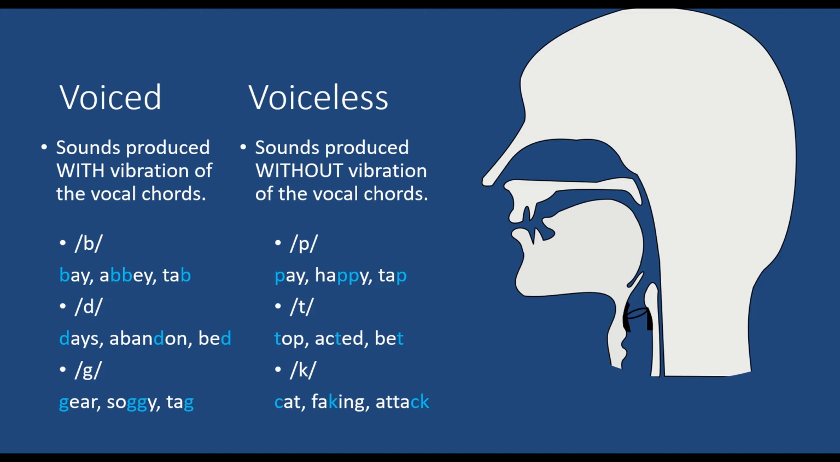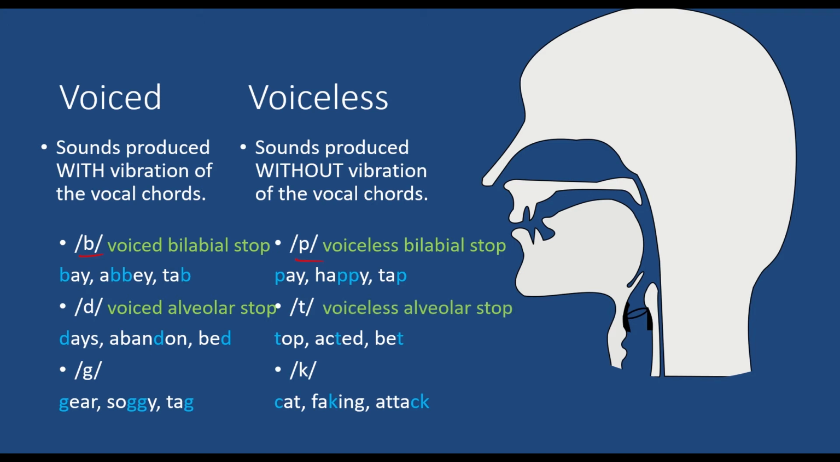So if you notice, the B and the P are both bilabial stops. But the difference is that B is a voiced bilabial stop and P is a voiceless bilabial stop. So all the examples on this page are actually stops. But then the D and the T, one is the voiced alveolar stop and the other is the voiceless alveolar stop. And then you have the voiced velar stop versus the voiceless velar stop.